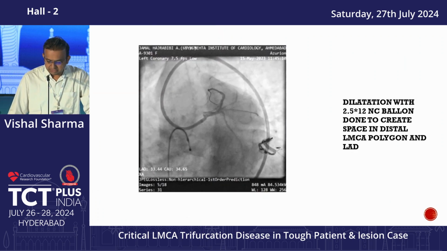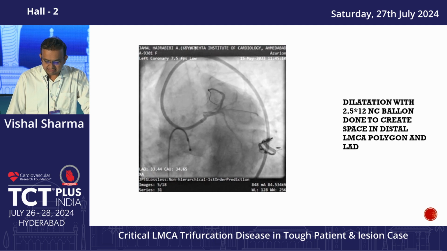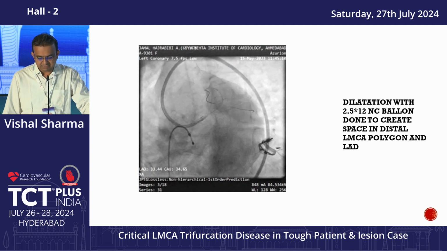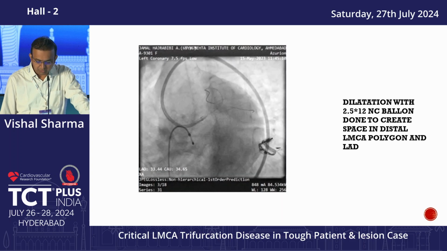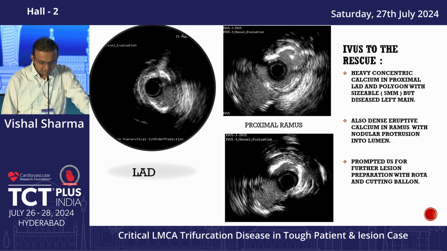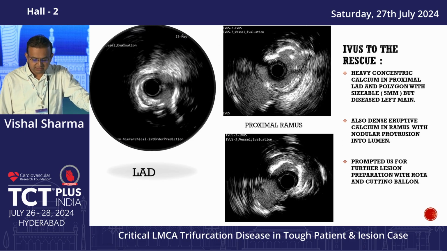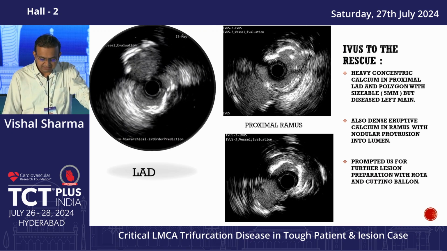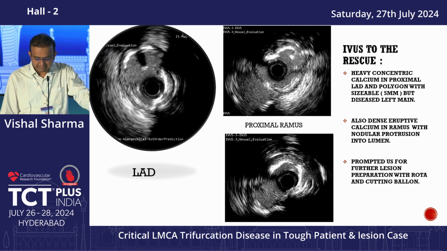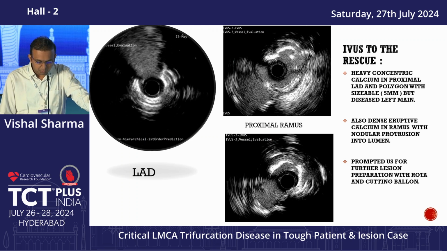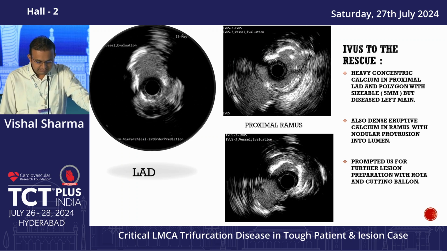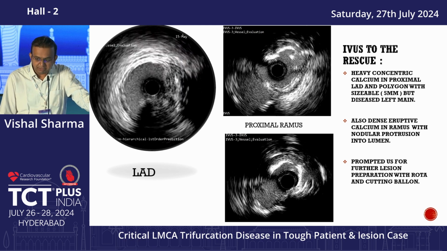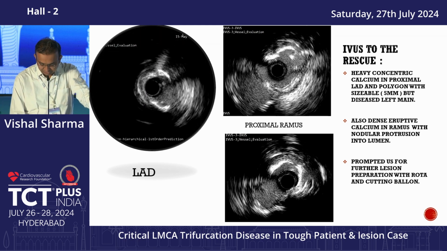After the initial rotablation, we dilated the distal LMCA and the LAD with the 2.5/12 NC balloon. The calcium gave way, giving a space in the LMCA bifurcation and the LAD so as to pass the IVUS. The IVUS showed heavy concentric calcium in the proximal LAD and the bifurcation, with a sizable but diseased left main. Also, there was dense eruptive calcium in the ramus with a nodular protrusion into the lumen. This useful piece of information from IVUS helped us in further preparing the lesions of the ramus with rotablation and cutting balloon.